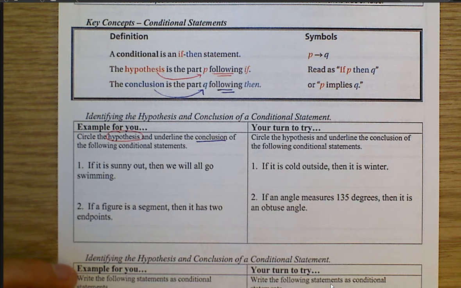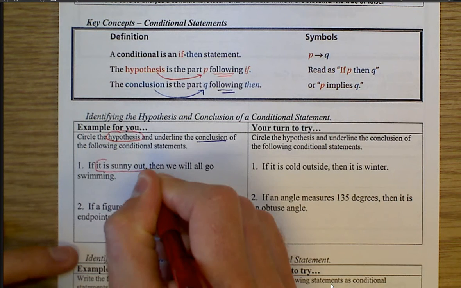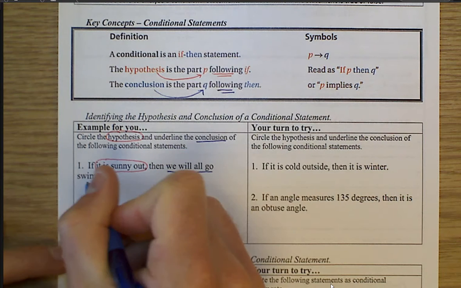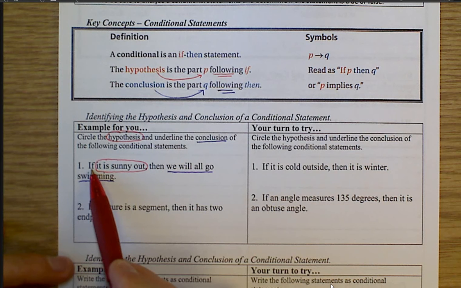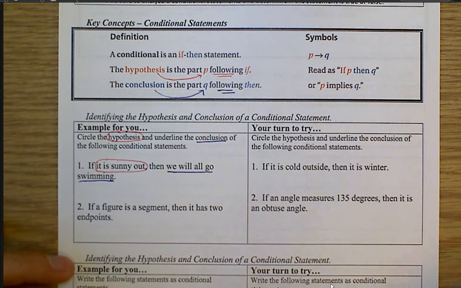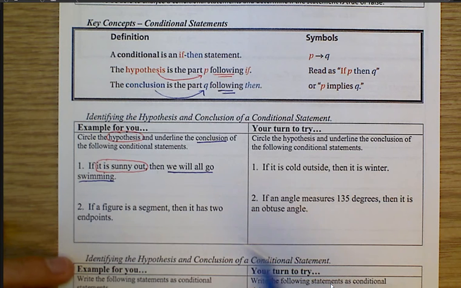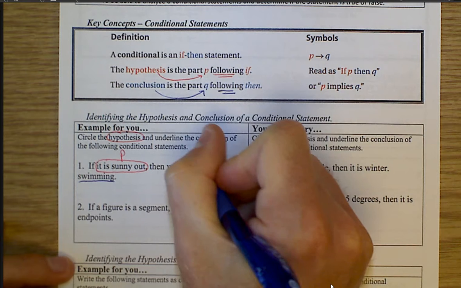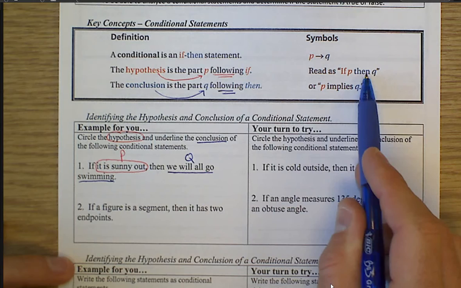Number one, if it's sunny out. So the hypothesis is that it's sunny out. The conclusion, we will all go swimming. Remember, when they're asking you for the hypothesis, do not include the word if. It's what follows the word if. The conclusion is what follows the word then. So we do not underline the word then, we underline what comes after it. So this would be our P, and this would be our Q. If P, then Q. If P, then Q. That is a conditional statement.